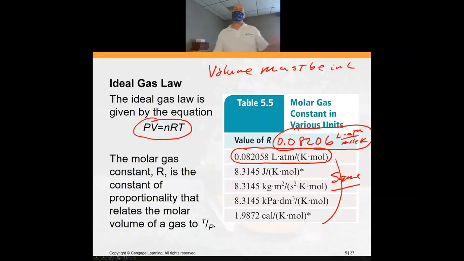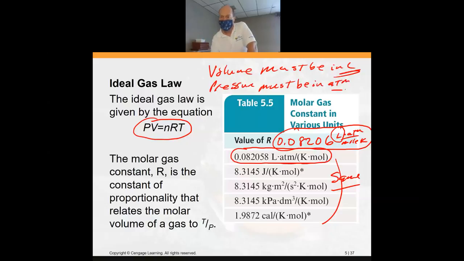When you had volume on 2 sides of the equation, they just had to be the same. When you use PV is equal to nRT and you only have 1 V, it has to be in liters because that is the R value's unit for volume. Pressure: you see here you have atmospheres, so pressure must be in atmospheres.